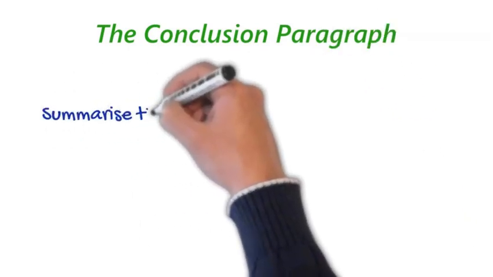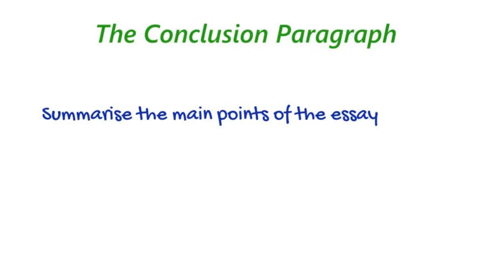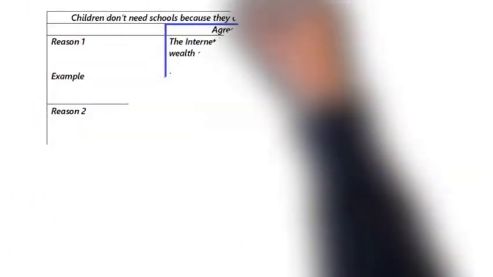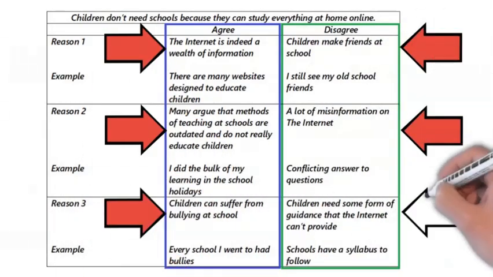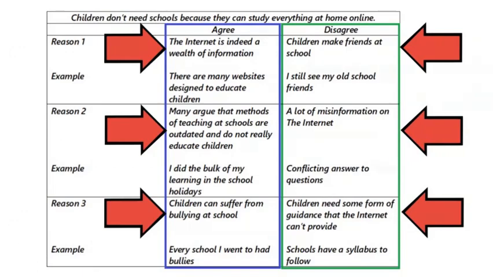In the conclusion paragraph, we need to do two things: summarize the main points and restate our opinion. If we look at our original plan, we can clearly see what the main points are. Let's start by summarizing the reasons to disagree.